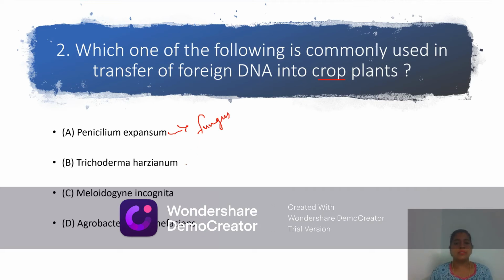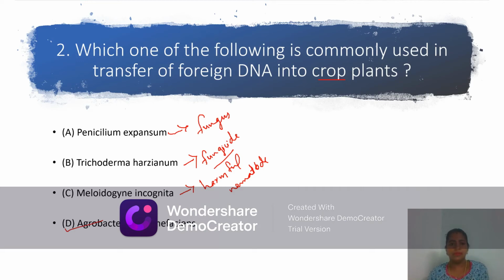Trichoderma harzianum is a useful fungus. Sometimes we use it as a fungicide, and it is found in soil. Meloidogyne incognita is a harmful nematode, a pathogen that is harmful to crop plants. So what's the correct answer here? The correct answer is Agrobacterium tumefaciens.